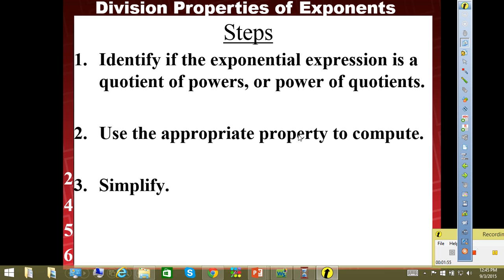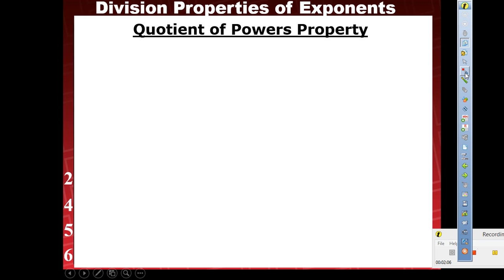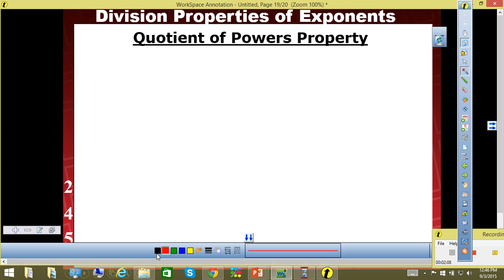All right, so let's see. If you have space, you won't have space. Or let's see. Some of you do have space. If not, turn it over. All right, quotient of powers property. Quotient of powers property. Example Q. All right, write this down.